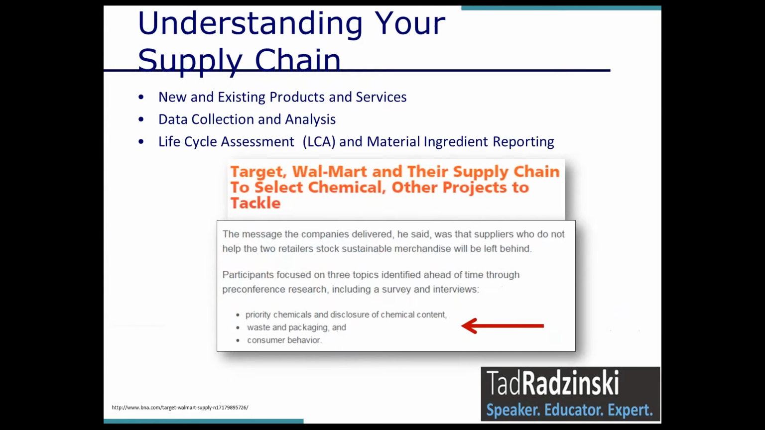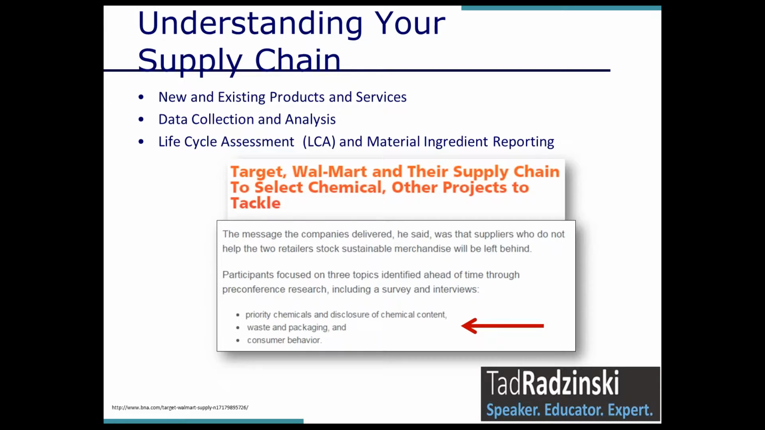And this is actually something that just has been occurring. This is a study and information put out by BNA. And basically what this says is, both Walmart and Target have said that suppliers who do not help us with stocking sustainable merchandise will be left behind. And for the future, there were 3 key topics that both of these companies were going to be looking at: priority chemicals and disclosure of chemical content, waste and packaging, and then basically educating and changing consumer behavior.